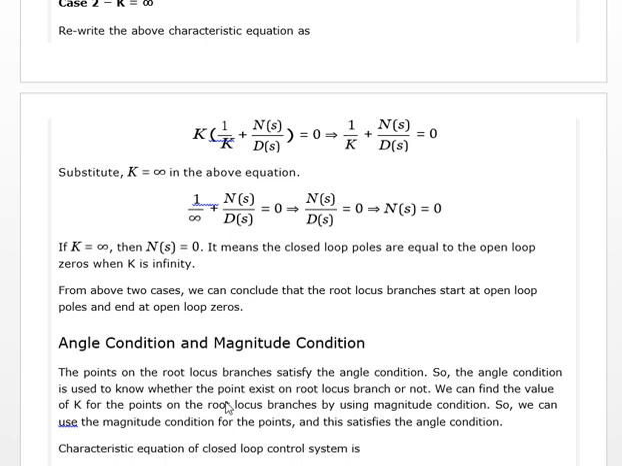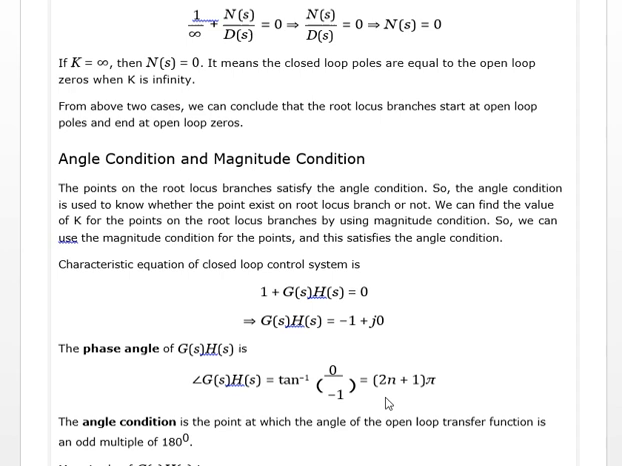Now, the angle condition and the magnitude condition. The points on root locus branches satisfy the angle condition. So, the angle condition is used to know whether a point exists on the root locus branches or not. We can find the value of K for the points on the root locus branches by using the magnitude condition. Thus, we use the magnitude condition for the points that satisfy the angle condition.